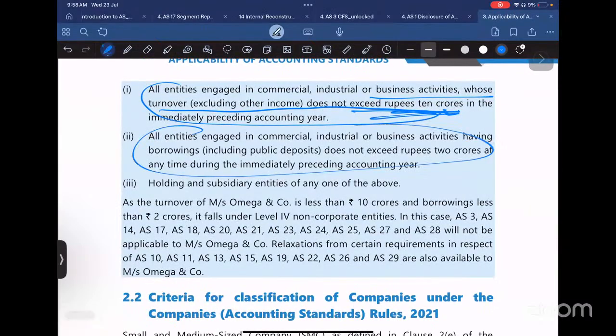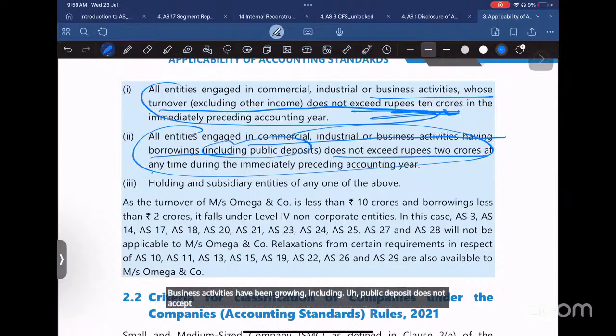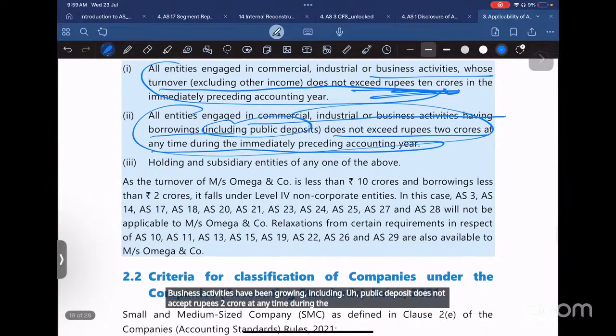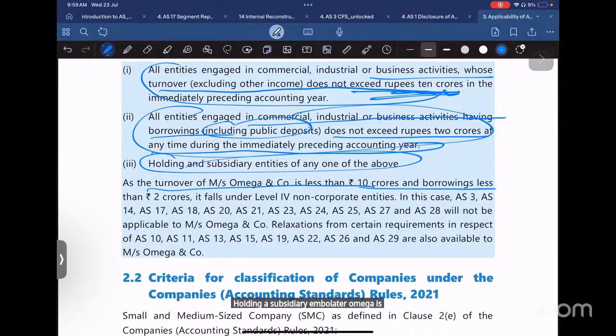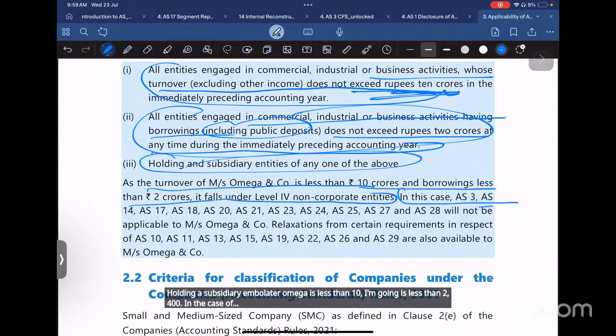an entity engaged in commercial, industrial, or business activities having borrowing, including public deposits, that does not exceed rupees 2 crore at any time during the immediately preceding accounting year, and not holding a subsidiary. As the turnover of Omega is less than 10 crore and borrowing is less than 2 crore, it is also level 4.